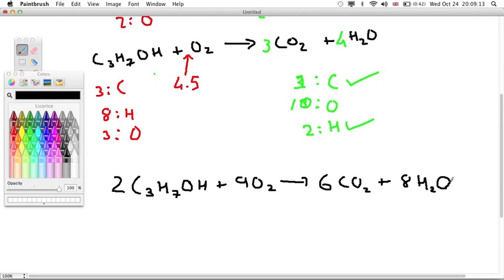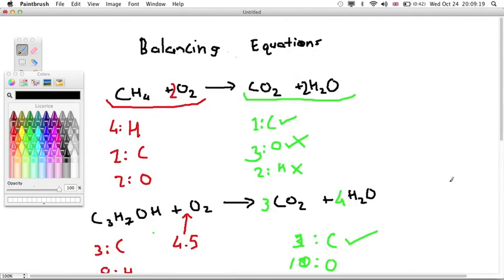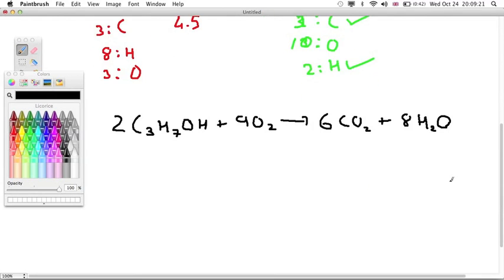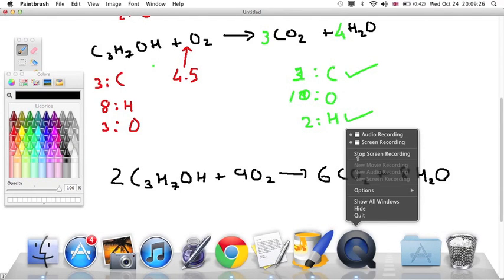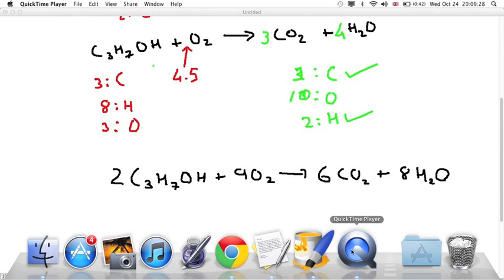Now if you check here, you have the same number of carbons, oxygen, and hydrogens. And this is by far the most complicated sum you'll get in grade 9, and that's the easy way to balance equations. I'll be solving more of these in another one of my videos. That's it for now.